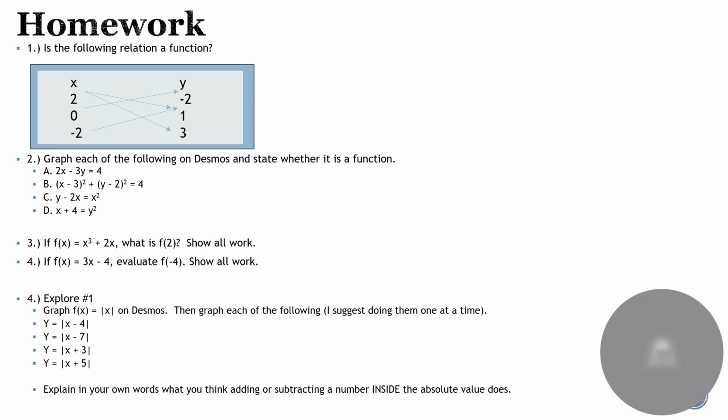Then replace the 4 with a 7 and then see what happens. Then replace the 7 with a positive 3. So you're going to do plus 3 and see what happens. And then do positive 5. And then explain in your own words what you think adding or subtracting a number inside the absolute value does. After you look at all 4 of those, you should be able to say something.